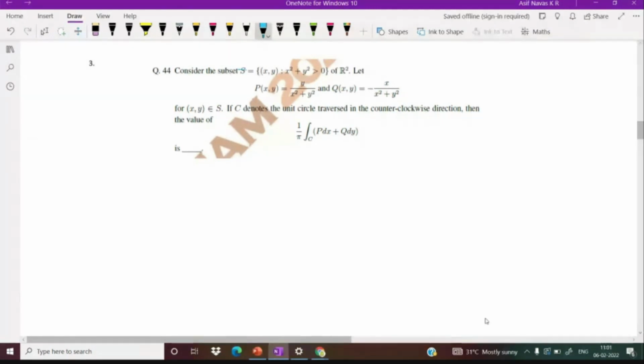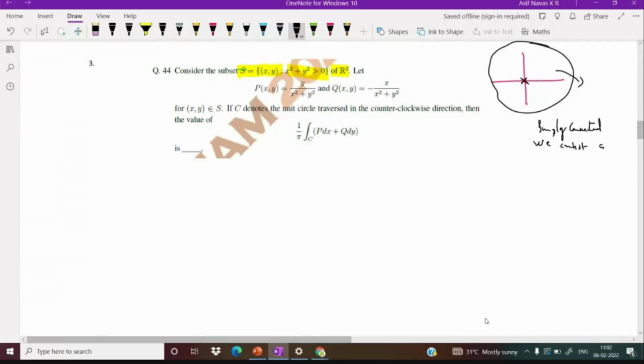So here our subset S is given: x squared plus y squared greater than 0. So x squared plus y squared greater than 0 means this is our R2 with 0 not included. So our surface has a hole. Therefore, this is not simply connected, so we cannot use Green's theorem. That is why I'm taking this question. One of the important things is that if we see this question, we always move to Green's theorem. But here the domain is not simply connected because it has a hole. It cannot be shrunk to a single point.